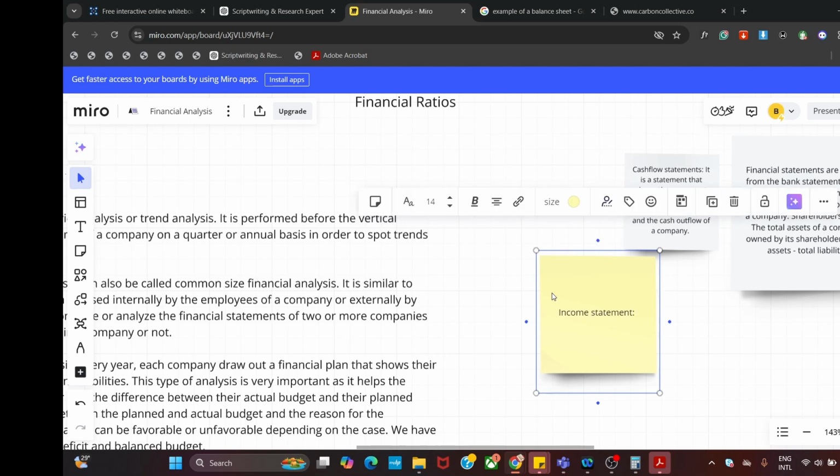As the name implies, the income statement gives a summary of the company's financial performance over a period of time. The income statement shows the company's revenue, expenses and net income, which is the profit of the business. That is what the income statement is all about. Some people refer to the income statement as the profit and loss account.